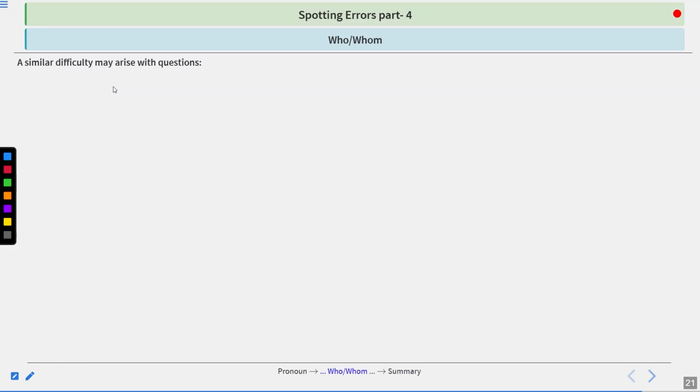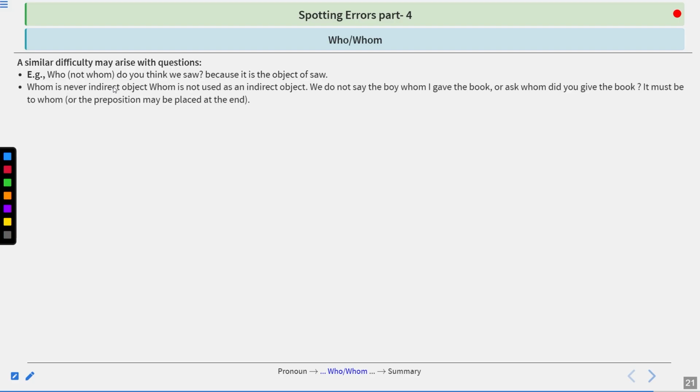Who and whom. A similar difficulty may arise with questions. Who, not whom, do you think we saw? Because it is the object of saw. Whom is never an indirect object. Whom is not used as an indirect object. We do not say the boy whom I gave the book, or ask whom did you give the book. It must be to whom, or the preposition may be placed at the end.